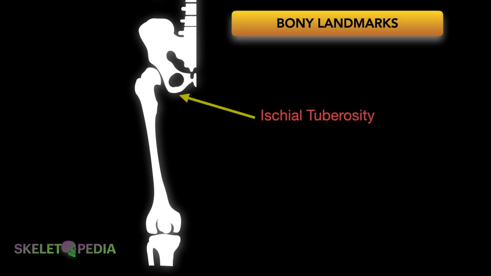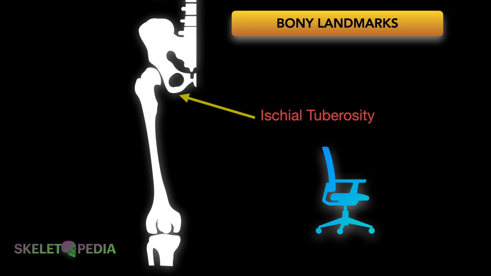In order to understand the posterior thigh, we need to know the bony landmarks. The first is the ischial tuberosity, which was mentioned earlier in the medial thigh compartment video seen here. It's the location where we sit.